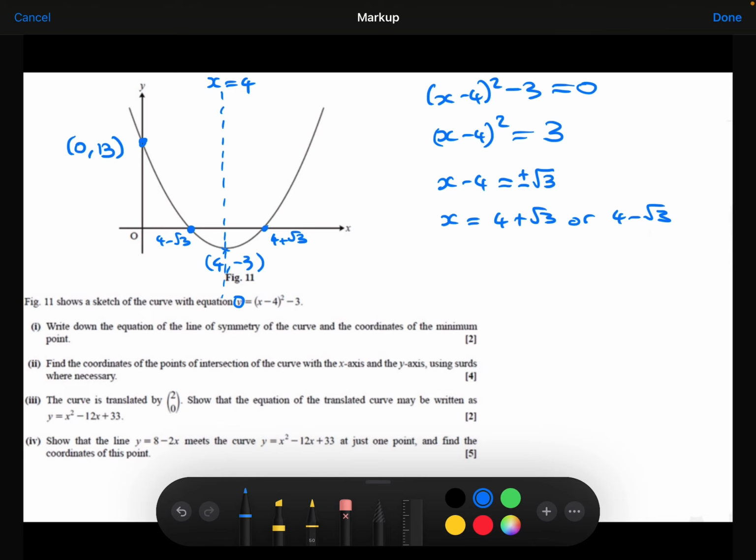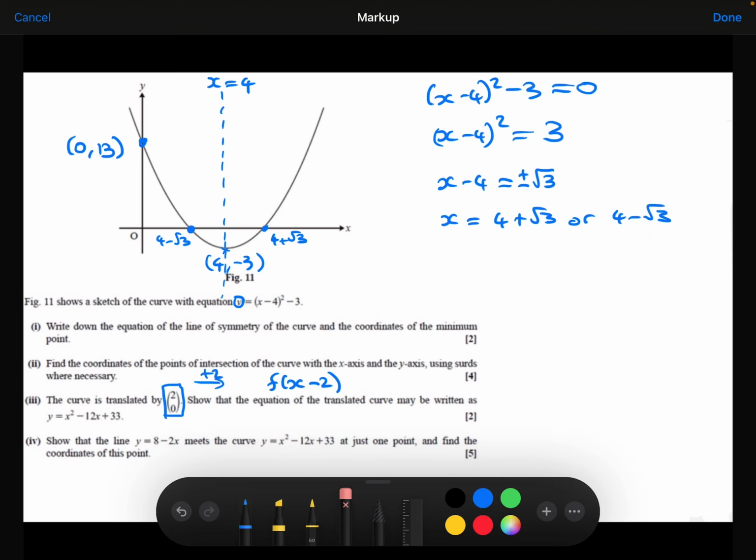Part III. The curve is translated by (2, 0). Show that the equation of the translated curve may be written in this form. Right, so if it's translated by this vector, it means it's moving 2 squares to the right. So the x coordinates have all had 2 added to them. So that is like the transformation f of (x minus 2), because it will be the opposite on the inside of the function there.